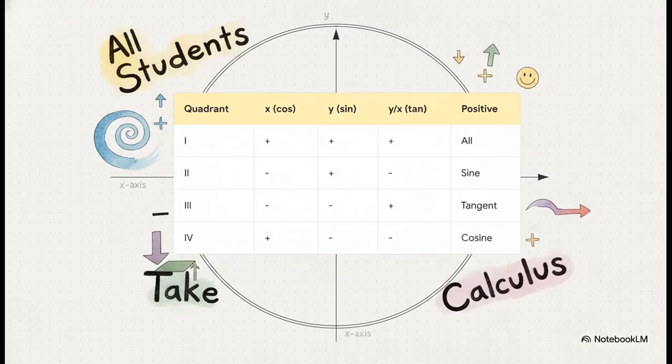Now check out how this table connects all the dots. Let's take quadrant 2 as an example. Your x-coordinate is negative, but your y-coordinate is positive. Well, since cosine is x, cosine is negative, and since sine is y, sine is positive. So what about tangent? It's a positive y divided by a negative x, which of course gives you a negative. See? Only sine is positive. This logic proves that all students take calculus isn't just a gimmick. It's built right into the geometry of the coordinate plane.